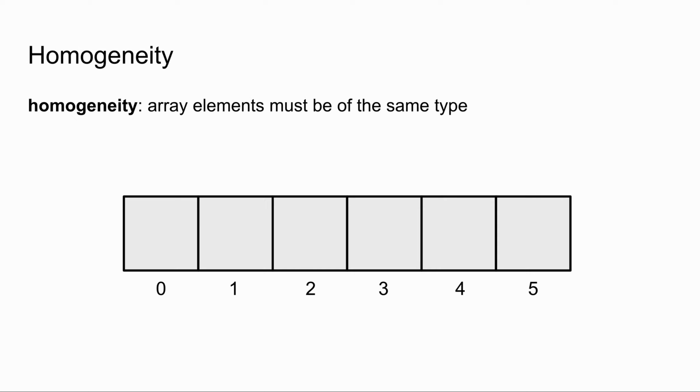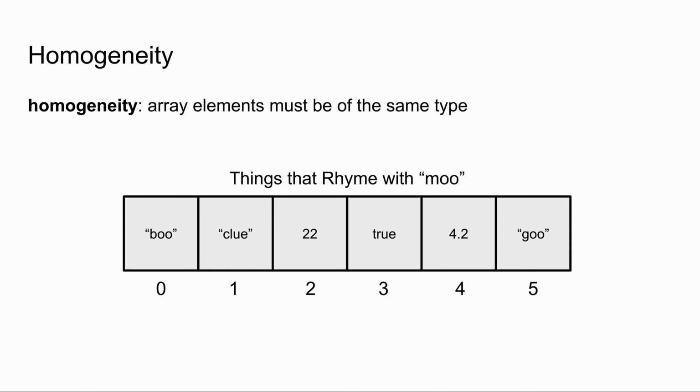Homogeneity means that array elements must be of the same type. So this array of cat names is valid because each element is a string. This array of my favorite booleans is also valid because each element is a boolean. However, this array of things that rhyme with moo is not valid because it contains strings, numbers, and booleans, which means it is not homogeneous and therefore not a valid array.